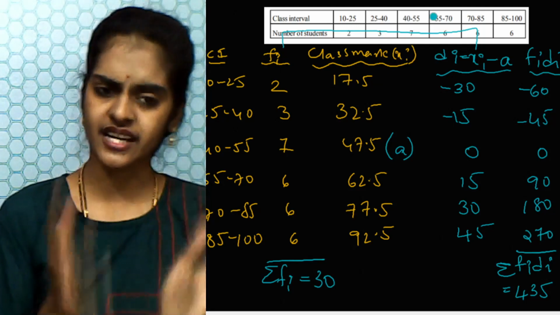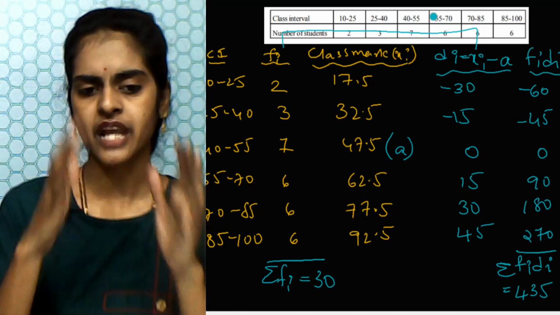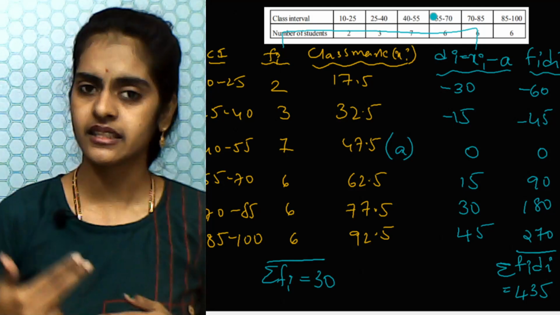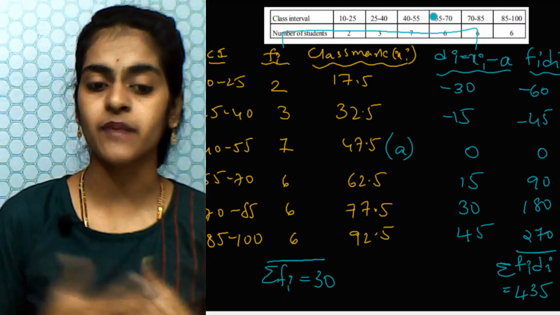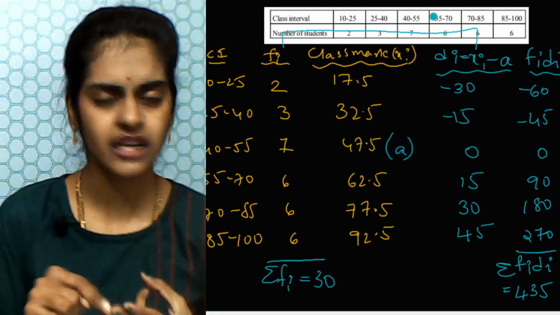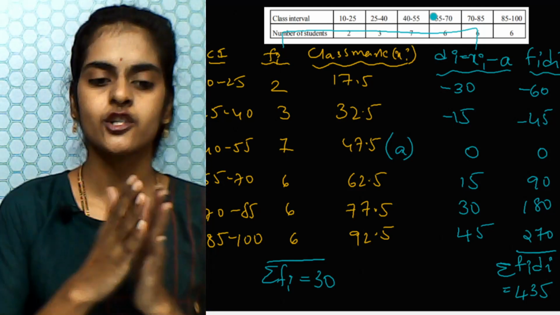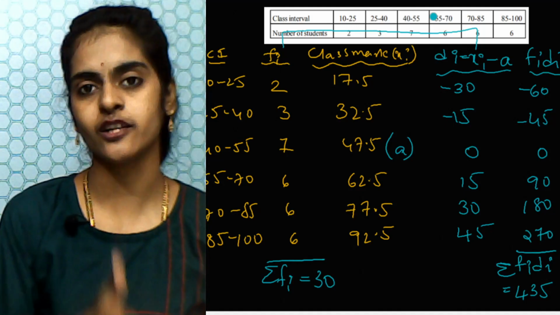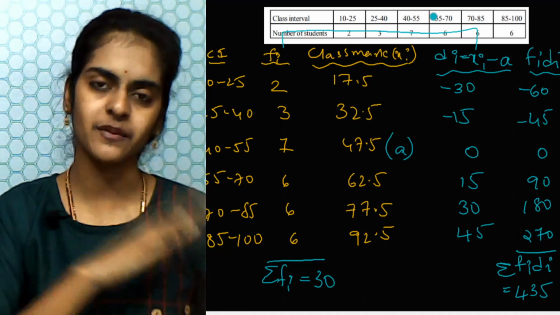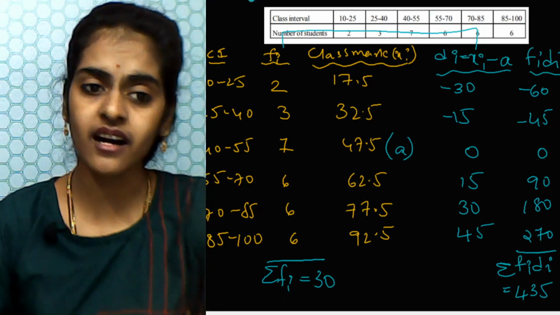Now here, if I again observe, I can see that minus 30, minus 15, 15, 30, 45, all these have something in common. What is it? 30, 15, 30, 15, 45. So all these are multiples of 15. Yes, 15 ones are 15, 15 twos are 30, 15 threes are 45. So I can divide all these values, all the deviations, by 15, so that I can get even smaller numbers for my calculation. If you do that step, that is nothing but the third method.